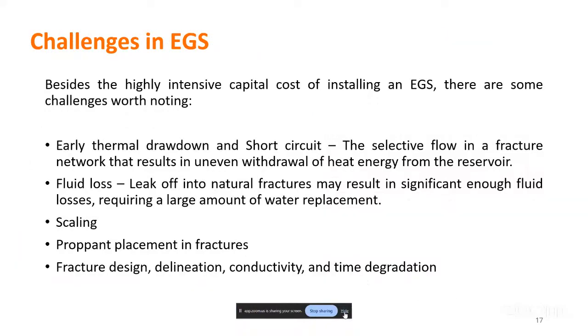So there are some challenges like early thermal breakdown, short circuits, where your injected fluid just rushes from the injector to the producer. It doesn't even get heated up because you have run through that path so many times. The fluid just goes to the producer at the same temperature. That becomes a problem because you're not getting any heat from the reservoir. It's called a thermal drawdown, early thermal drawdown, or flow channeling.